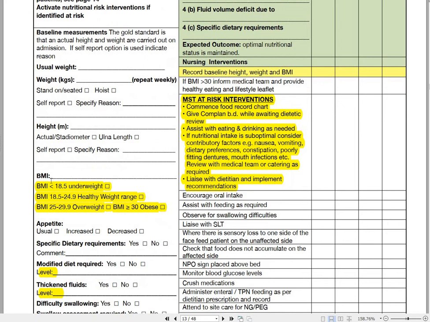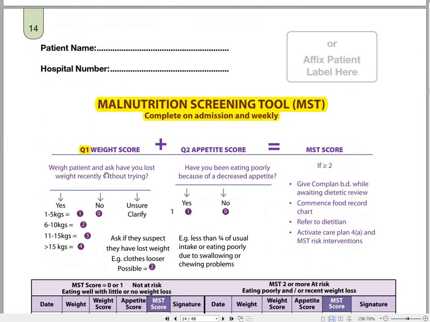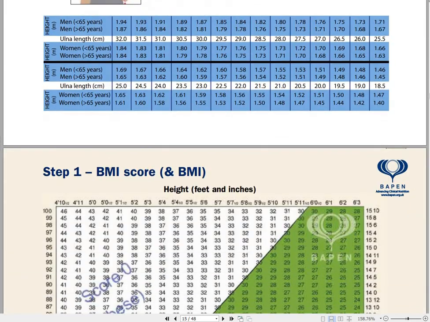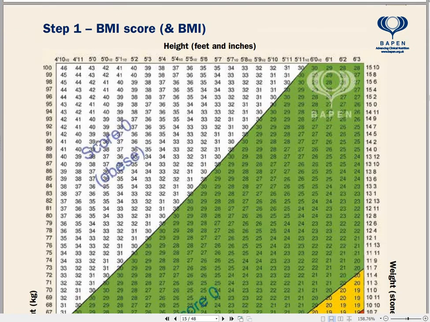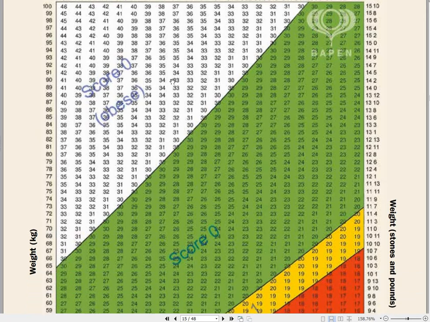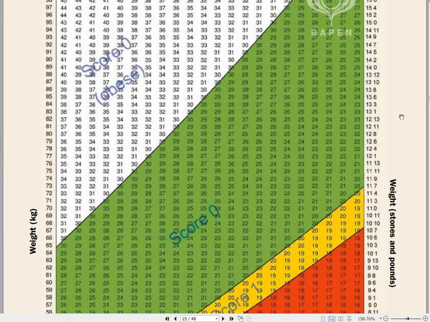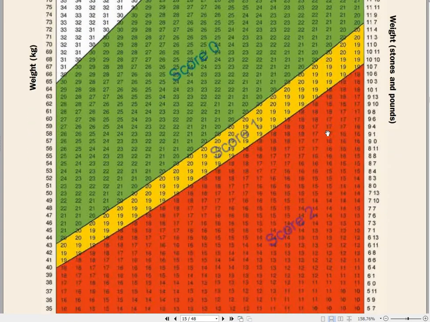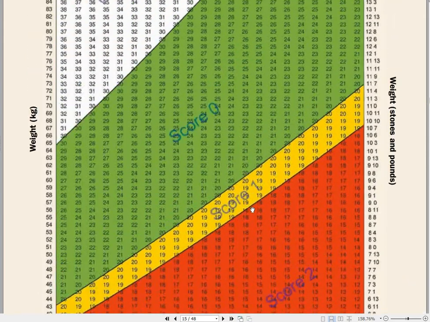So then we go into BMI, okay? So we document the patient's BMI here. If you don't know how to calculate the BMI, we have a table down on the next page. So I'll just scroll down here. Just after the MST, we have the BMI score, okay? You have the patient's height in feet and inches, and then their weight in kg on the left, their weight in stones and pounds on the right, and their height in meters at the bottom, okay?